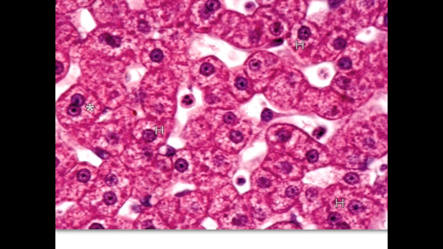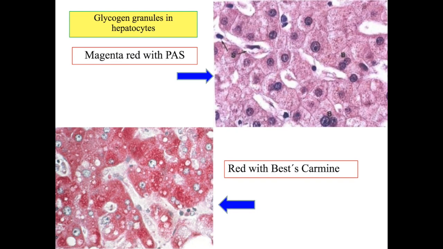If you want to see these glycogen granules that appear vacuolated in hematoxylin, you should use the PAS stain or the Best carmine. PAS stain will give you a purple or magenta color for this glycogen. All these magenta colored granules are glycogen granules. But with Best carmine, the granules will appear red.